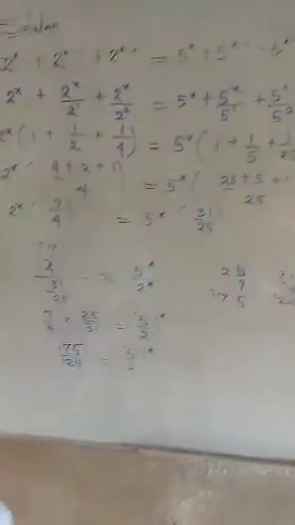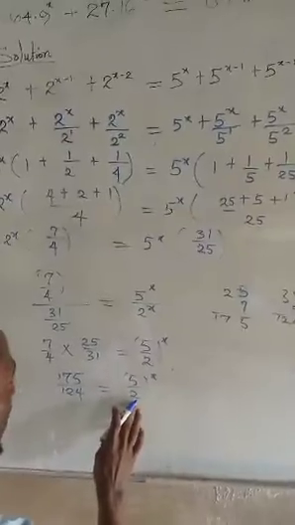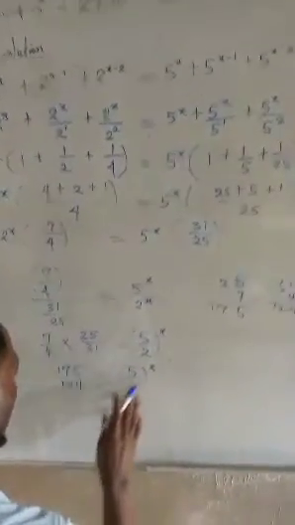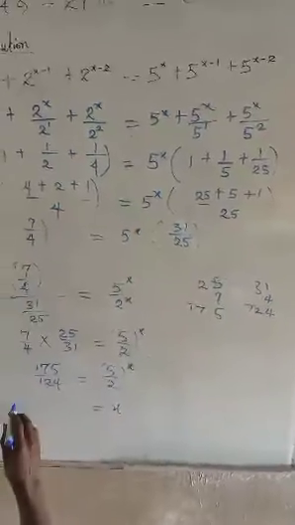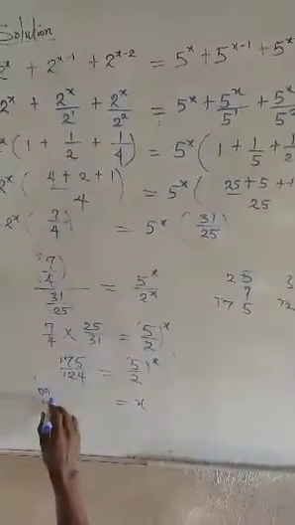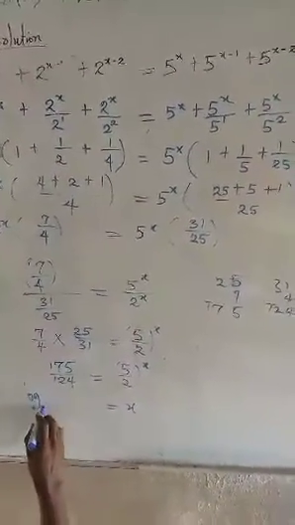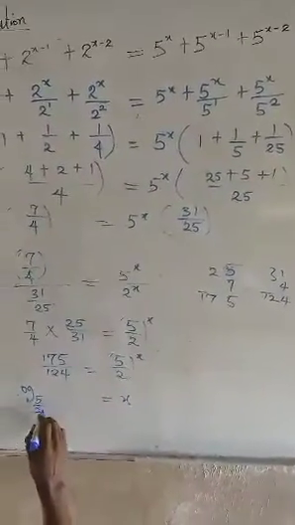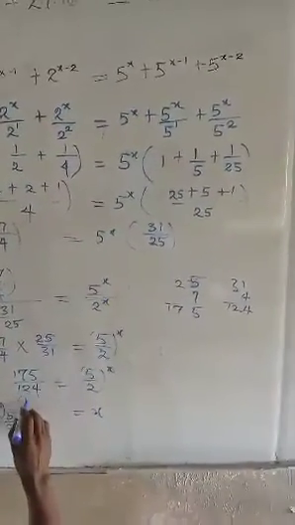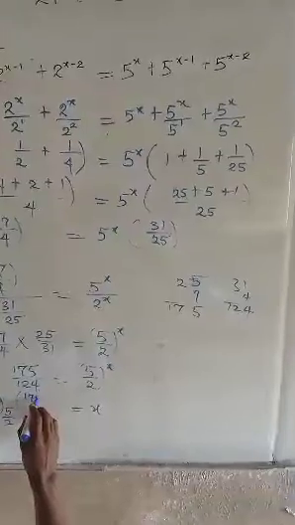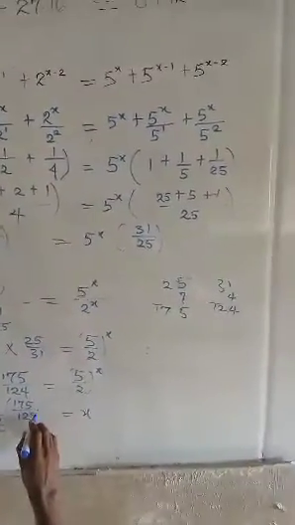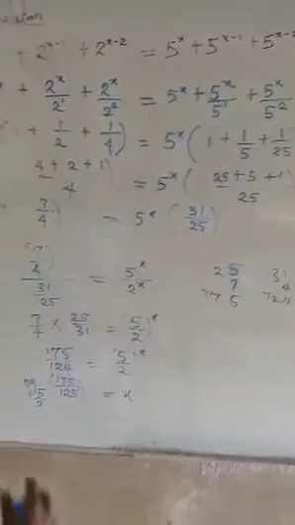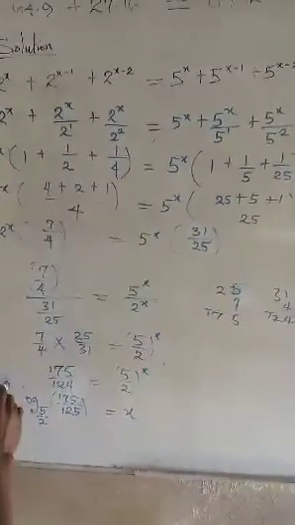Now we take the log of both sides to base 5 all over 2. So we have x now equals to the log of 175 all over 124 to base 5 all over 2. So this is the value of x.